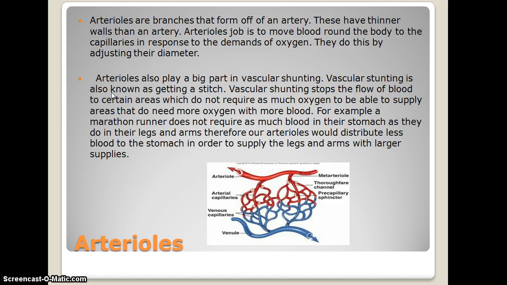Also, arterioles play a part in vascular shunting. Vascular shunting is also known as getting a stitch. It stops the flow of blood to certain areas of the body where the oxygen and blood is not needed as much, so as to allow the blood to travel to muscles that are requiring a lot more blood and oxygen. So if you're running, for example, it would probably stop the blood going to the stomach and the intestines in order to allow more blood and oxygen to travel to the legs, so they can work at higher intensity for a longer period of time.